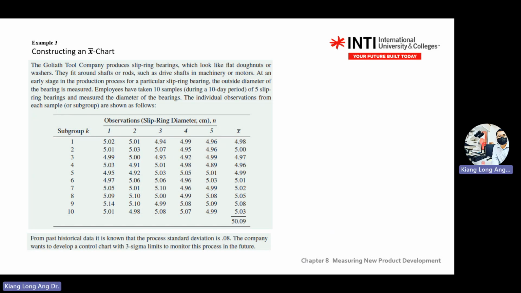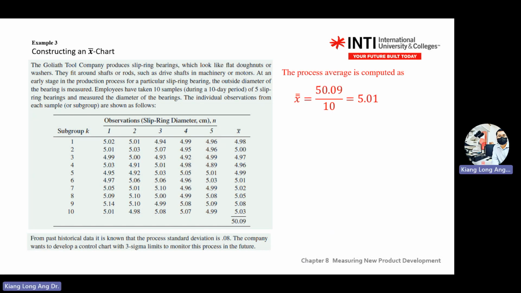Then they tell you that from past historical data, the process standard deviation is 0.08. They tell you the standard deviation already, 0.08. The company wants to develop a control chart with 3 sigma limits to monitor the process in the future.